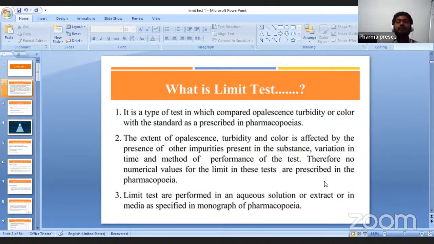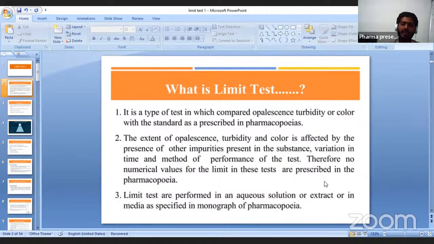So in this, what happened? We will be checking either the turbidity, or the color change differences in intensity, or the opalescence. We will be taking two Nessler cylinders, and the comparison between these two will be done, checking which one has more intensity. So here, let us see the definition of exactly what this limit test is. These are quantitative or semi-quantitative tests which are used to identify the impurities.